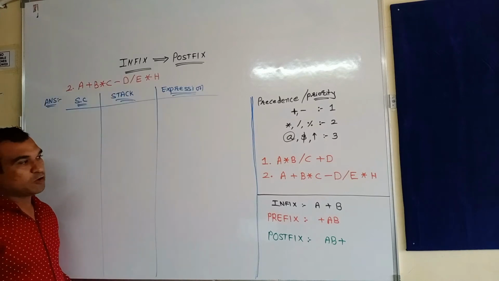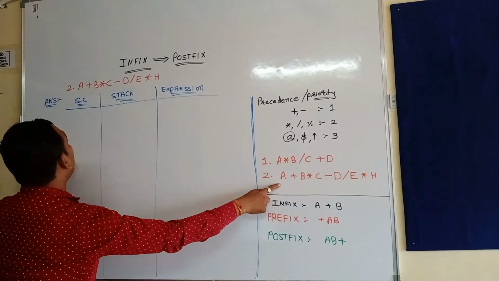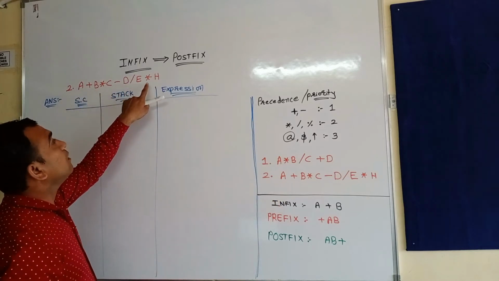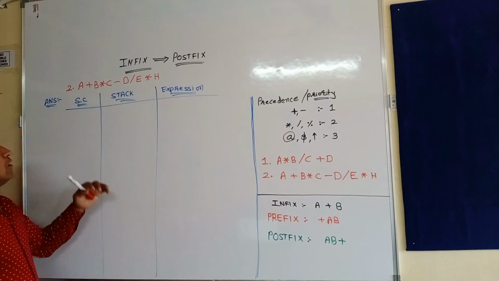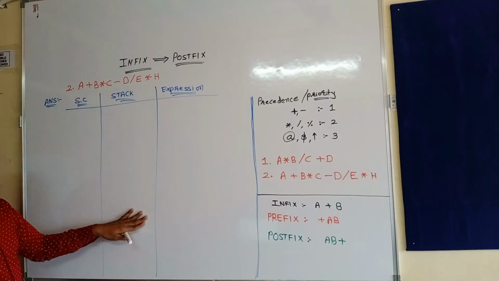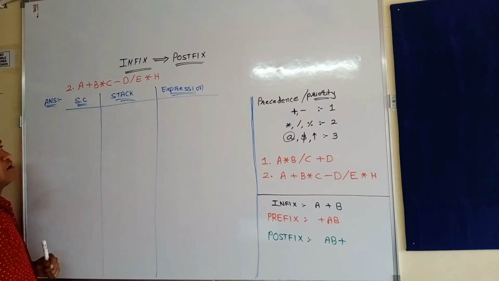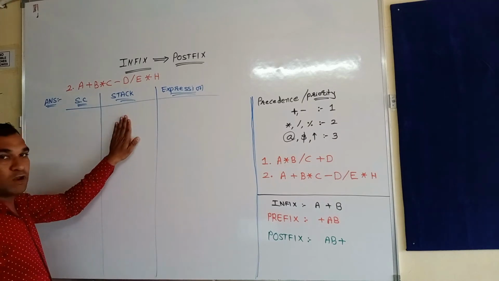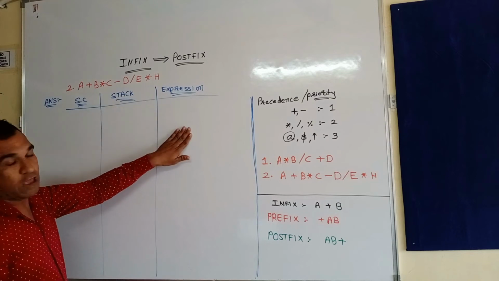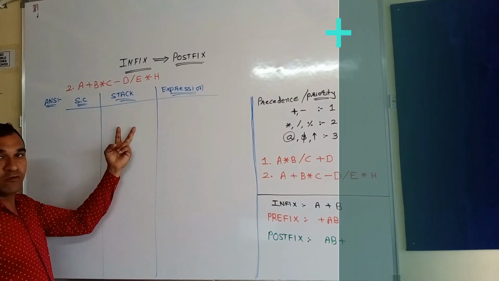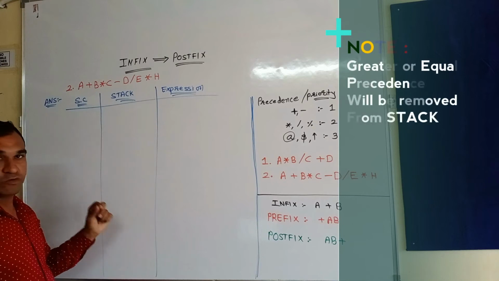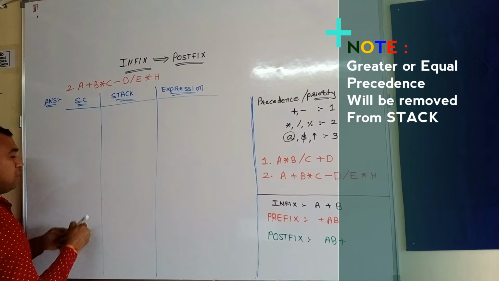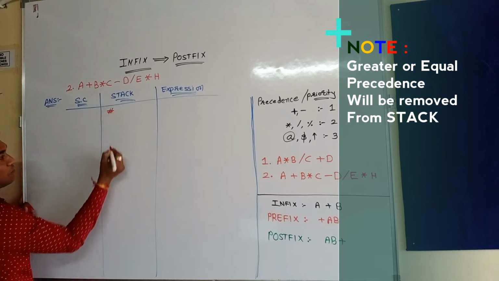Let's take the second example. Here the second example is A plus B into C minus D divide E multiplication H. How is this expression converted into postfix notation using a stack? Let's start. Remember that our rule is: greater or equal precedence in the stack will be removed and come into the expression. Just simply remember that greater or equal in the stack will be removed. First of all, I denote an empty stack.